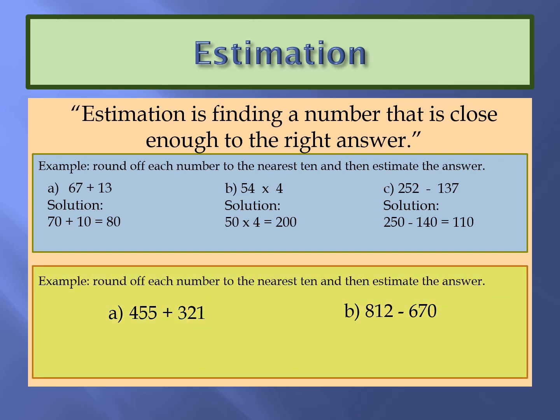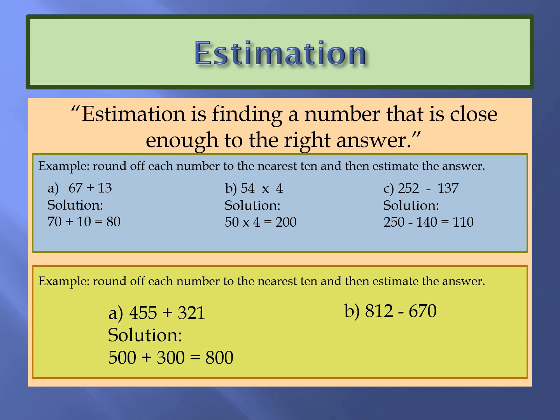Again, we have an example, but this time we have to estimate the answer by rounding off the number to the nearest 100. So the first one, 455, rounded off to the nearest 100 will become 500. 321, rounded off to the nearest 100 will become 300. Is it easy to add 500 to 300? Of course. The answer will be 800.